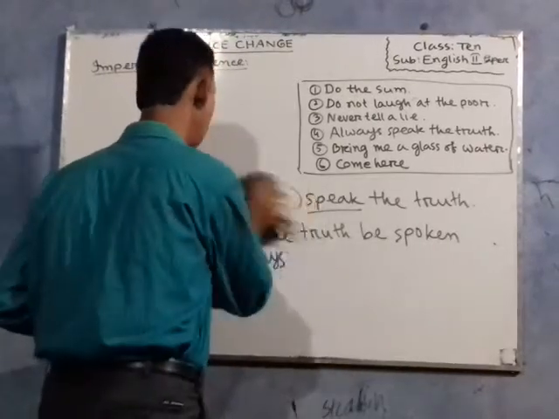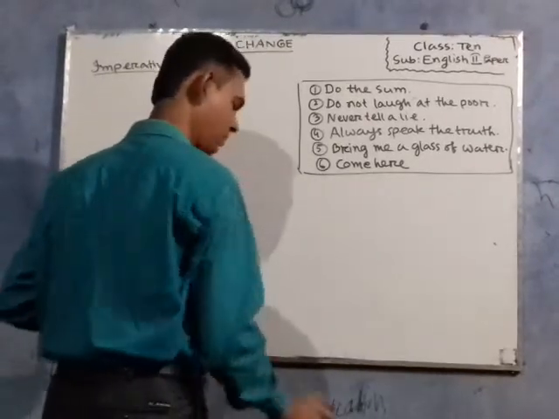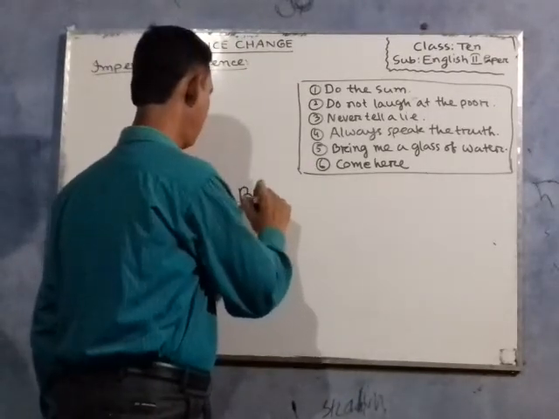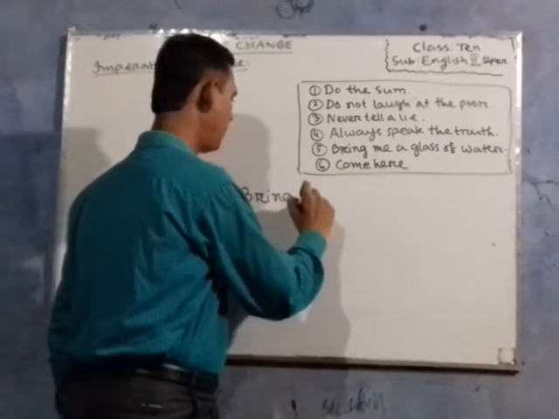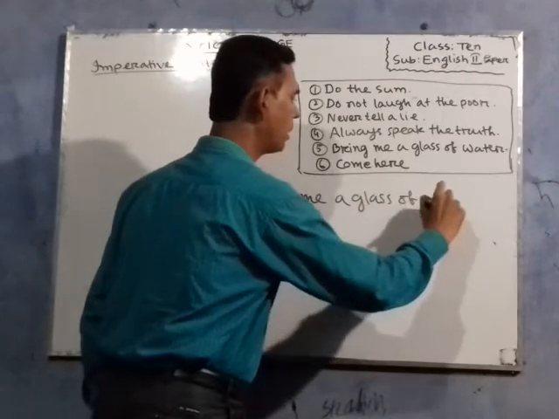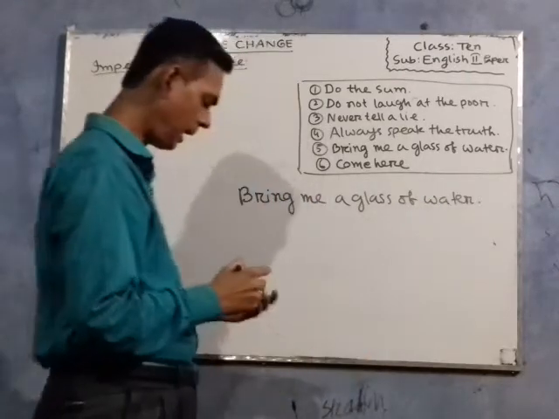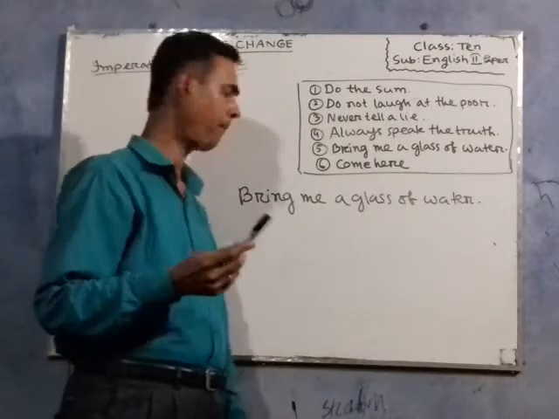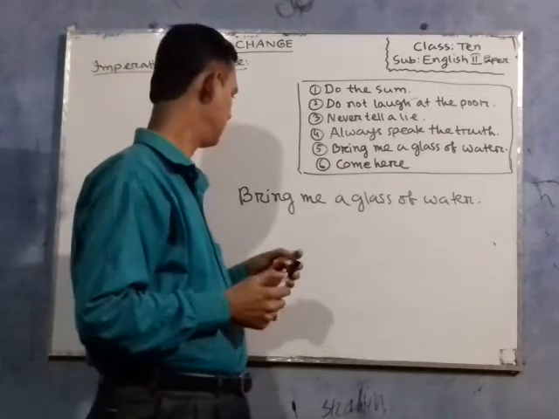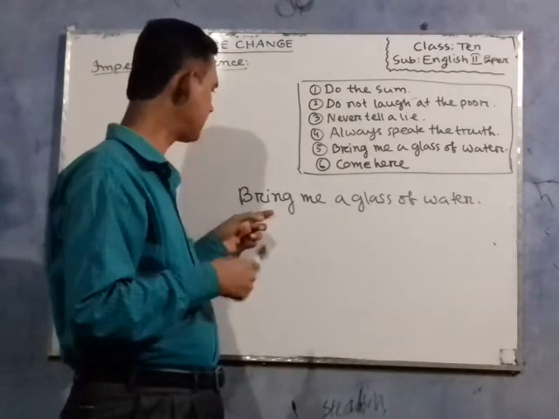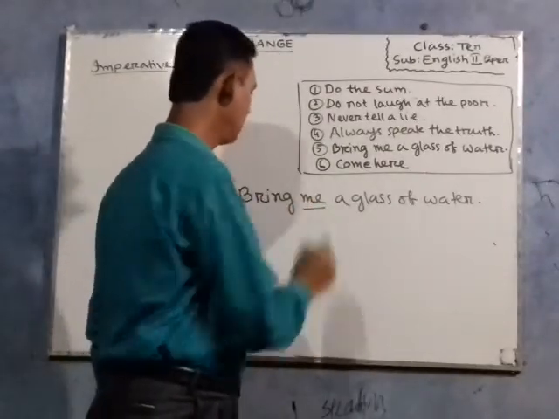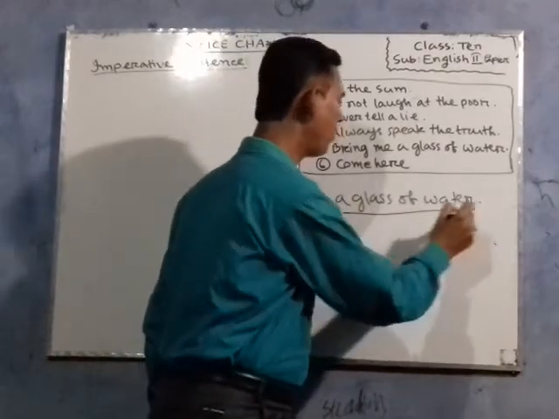Another example. Bring me a glass of water. Dear learners, you can find here "bring" at the beginning of this imperative sentence. After this principal verb, two objects are given. At first this is "me" and this is "a glass of water".